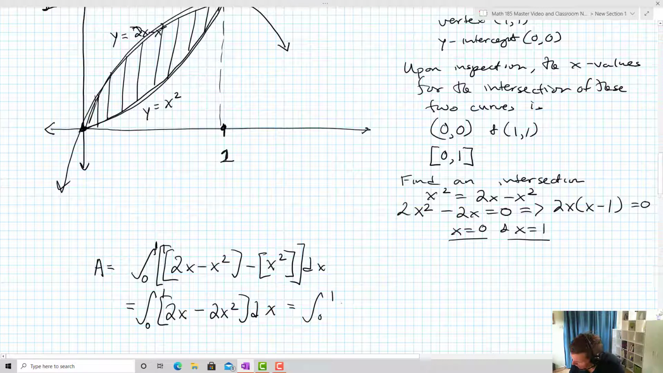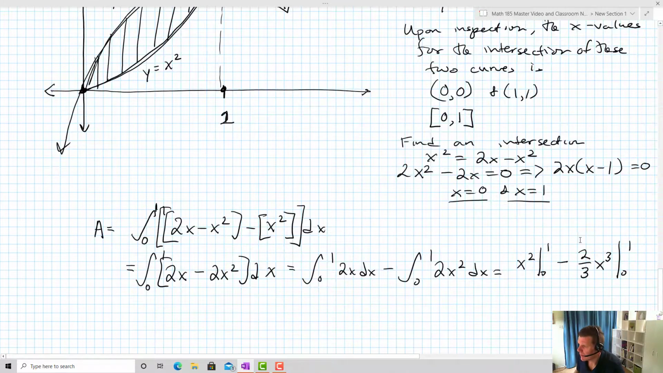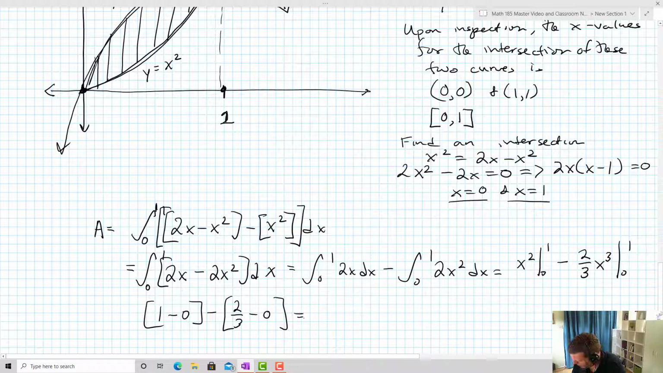and that'll end up being the integral from 0 to 1 of 2x dx minus the integral from 0 to 1 of 2x squared dx. Notice this one we went in and combined. So this is now x squared from 0 to 1 using the power rule, minus 2/3 x cubed from 0 to 1. And if we solve, we end up with 1 minus 0 minus 2/3 minus 0, which ends up equaling 1/3. And that is the area between those two curves: 1/3.